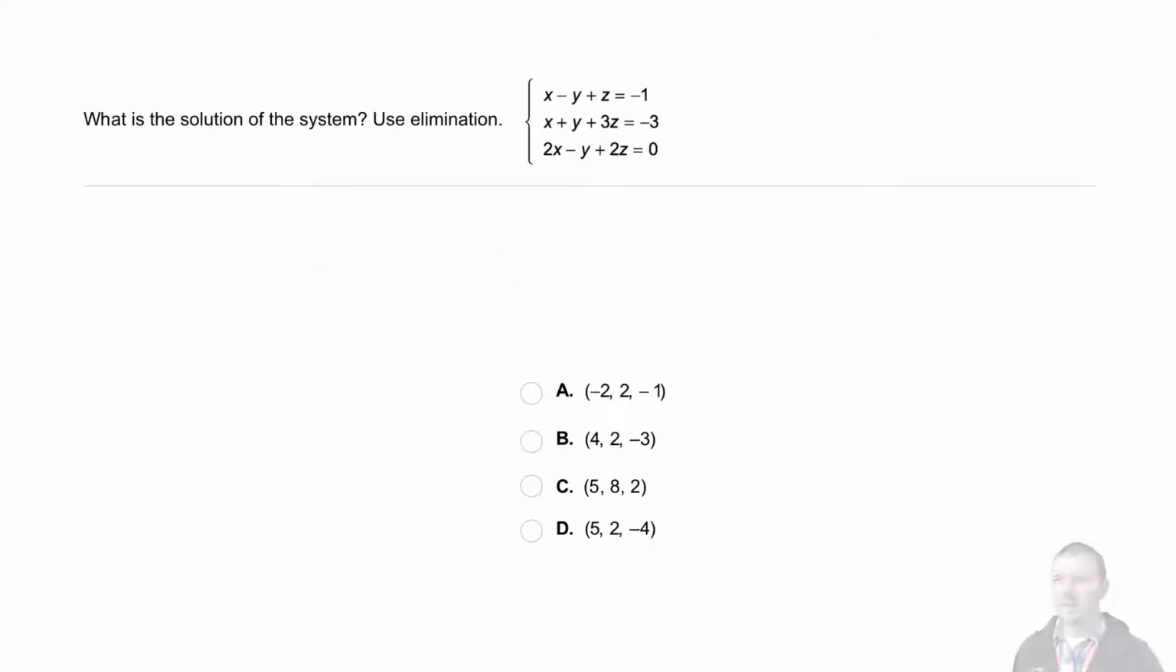Your turn. What is the solution of the system? Use elimination.